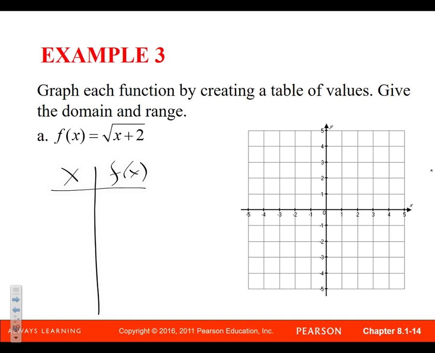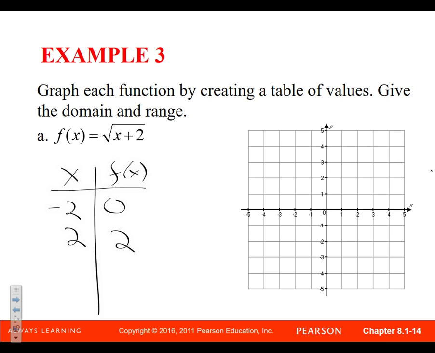Just wait. So let's pick stuff that's going to make this nice for us, okay? Like 2, right? If I pick 2, 2 plus 2 is going to give me 4, and the square root of 4 is 2. So I know that's going to work. I can also pick something like negative 2, right? If I put negative 2 in there, negative 2 plus 2 is going to give me 0, and I know the square root of 0 is just 0.